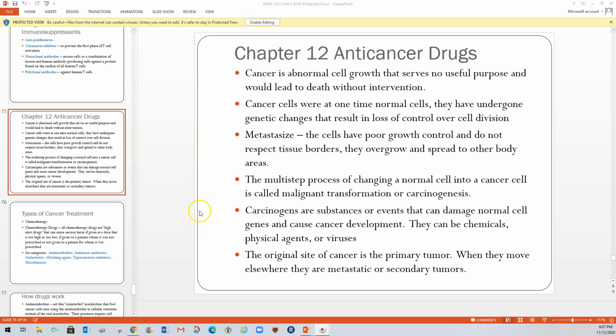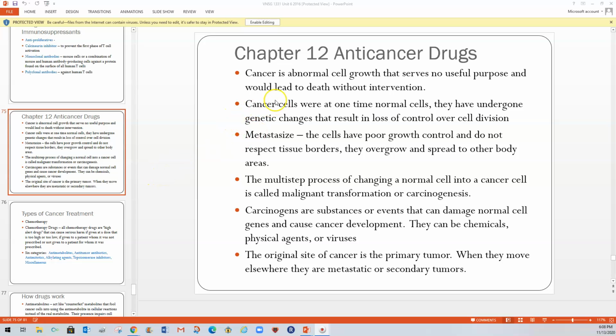Moving along, Chapter 12 is anti-cancer drugs. There are quite a few key terms in there you need to be familiar with, especially carcinogenic, cytotoxic, extravasation, vesicants, targeted therapy, alkylating agents.